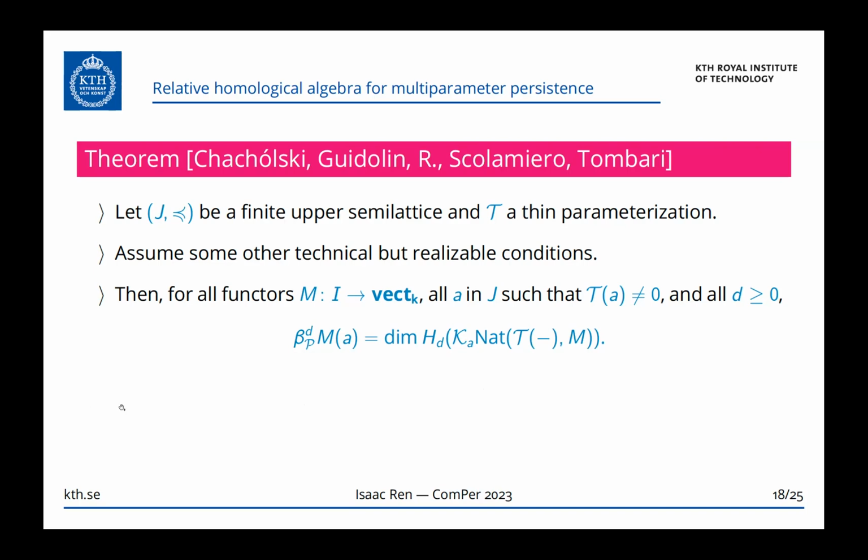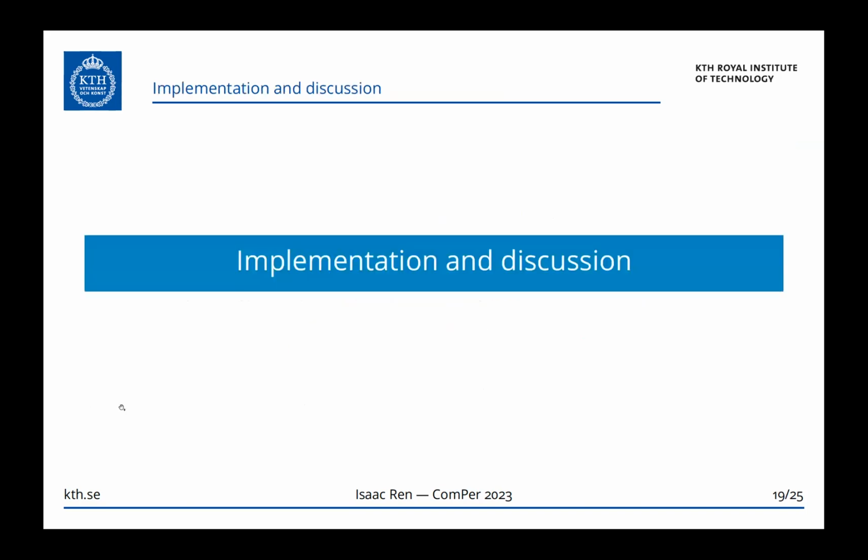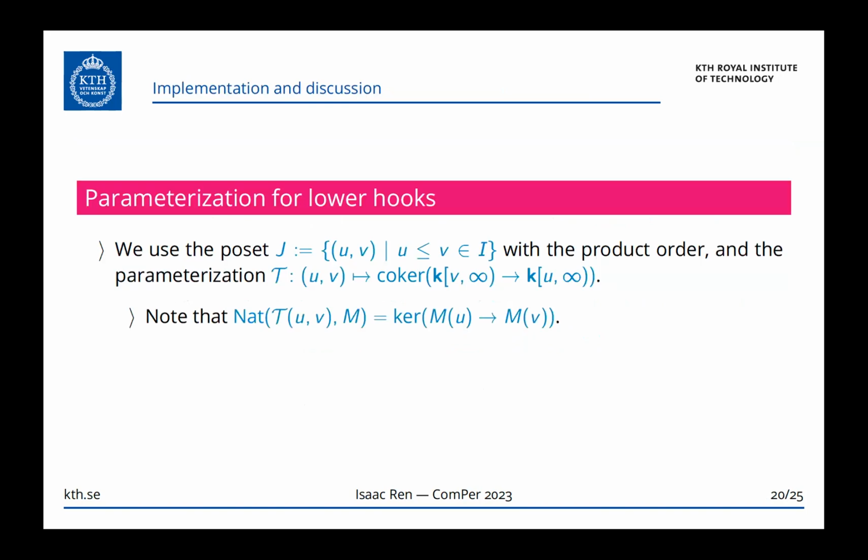I wanted to go through an example, maybe with some implementation, because there is a specific example that is more interesting than the others. So the lower hooks. The reason is that the relative exact structure for lower hooks is something called rank exact. So it preserves extra properties about persistence modules. So it's of interest.